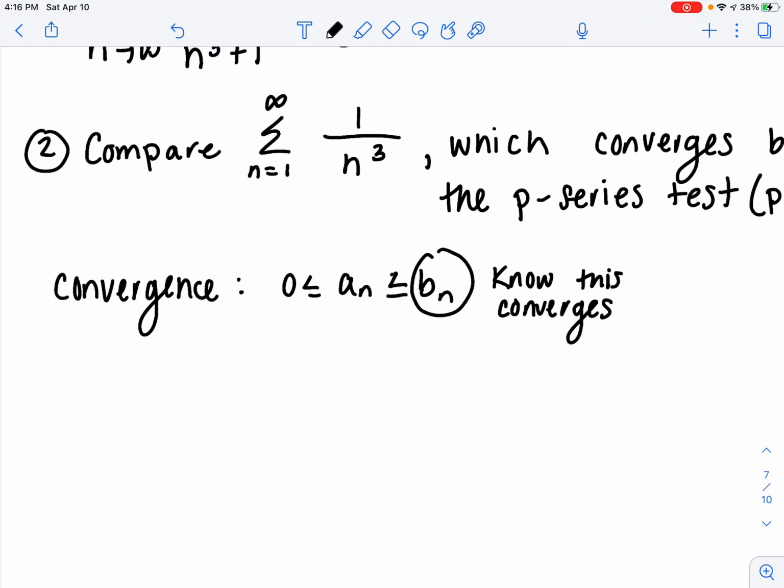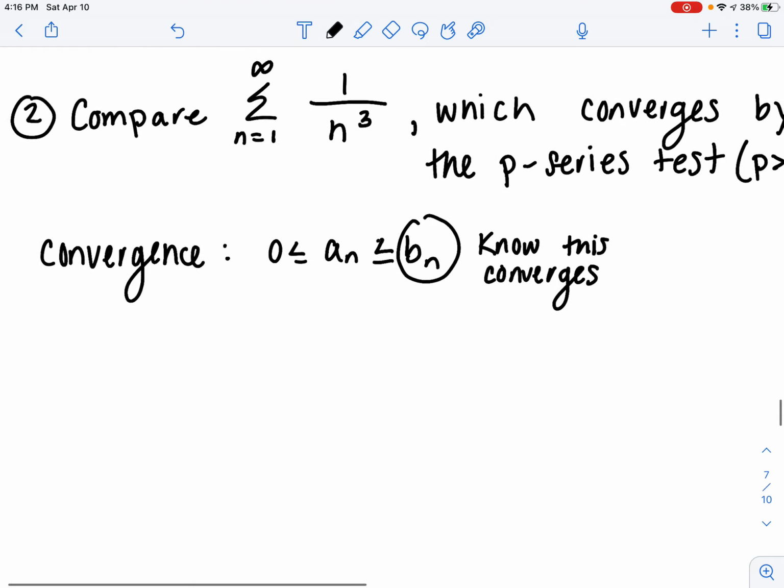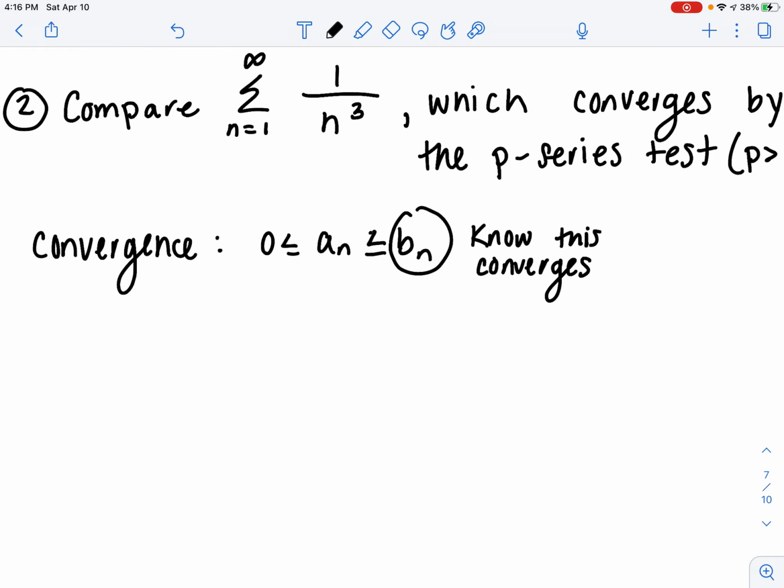So we need to make sure that this convergent series, 1 over n cubed, that we already know about, we want to make sure that that's bigger than the one that we're trying to prove. So what we're going to do is we're going to set this up. We want to say, okay, is 1 over n cubed plus 1 always less than or equal to 1 over n cubed? All right, question mark.